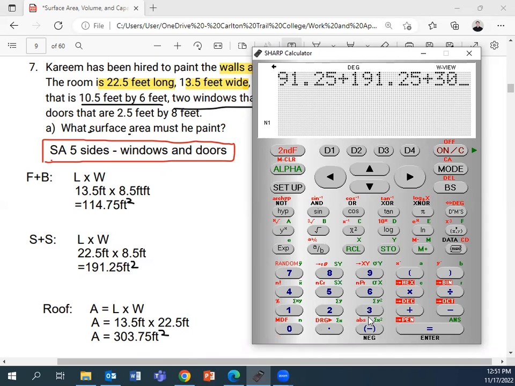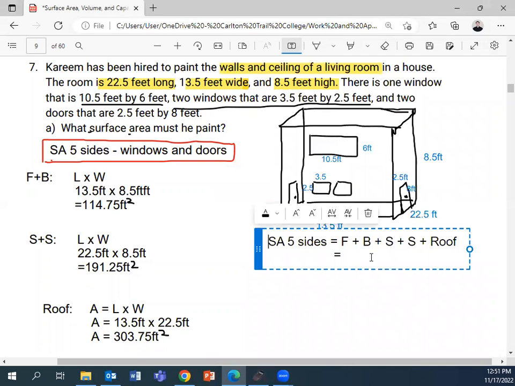And then I just need to add one of just the roof. That's also the ceiling, but just the roof. So I only add this bottom one once. And when I combine it all, I end up getting 915.75. So 915.75 feet squared, right?